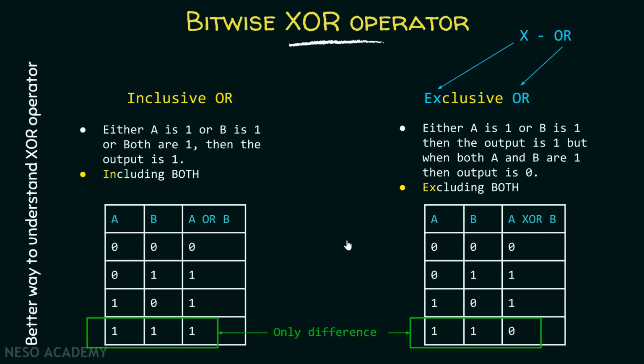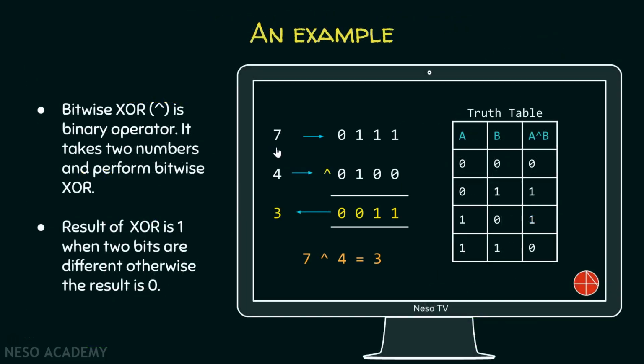Okay. Now let's consider one example to better understand the concept of the bitwise XOR operator. Here in this example, we have two values, 7 and 4, and their 4-bit binary representations. When both bits are 1, then the output would be 0, or when both bits are 0, then also the output is 0, otherwise the output is simply 1. Therefore, the final output is 0011, which is equal to 3 in decimal representation. Therefore, 7 XOR 4 is equal to 3.